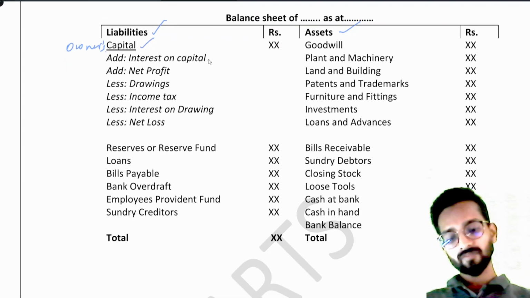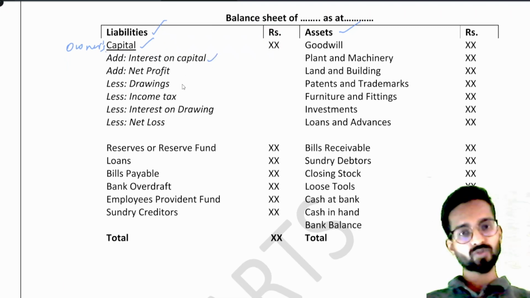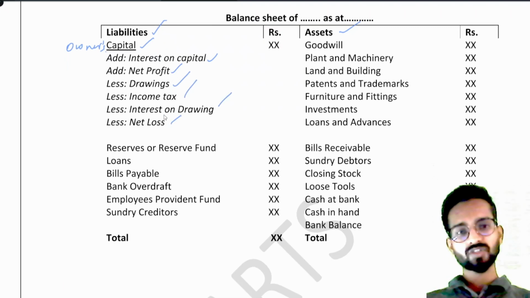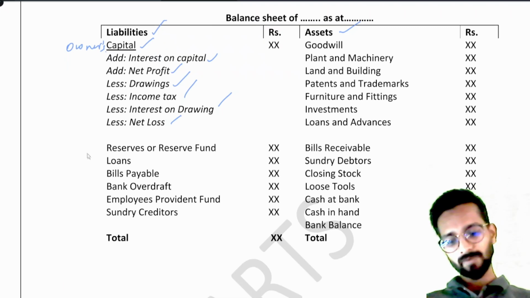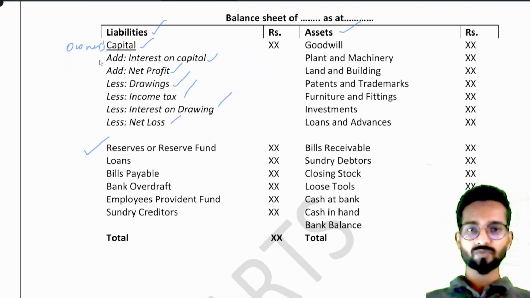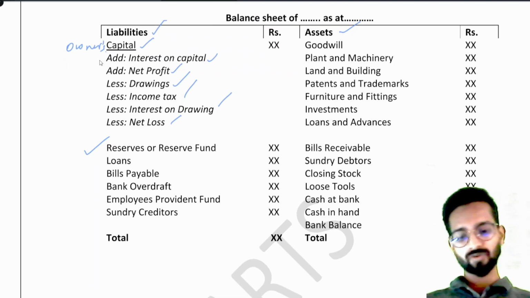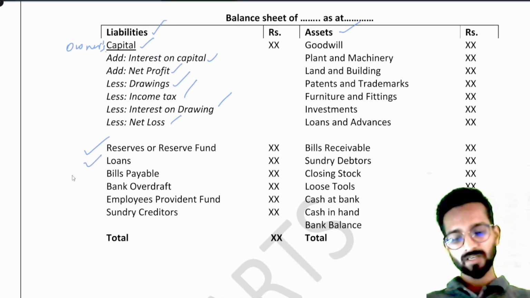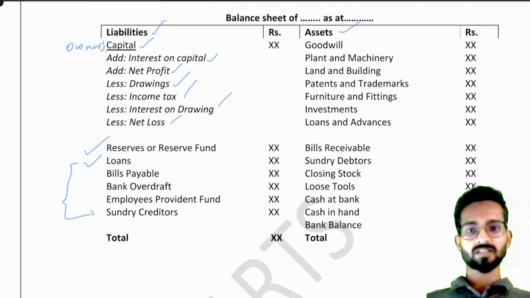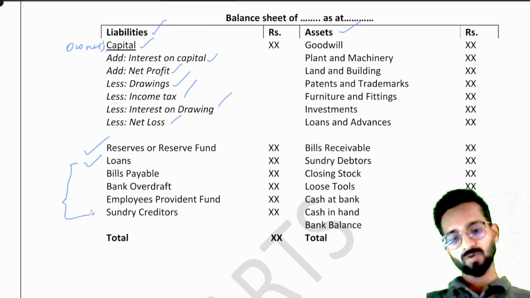In capital, the business entity will give some interest to the owner, interest on capital, profit, and if he has withdrawn some money, income tax, interest on drawings and net loss. These all things we have already discussed in our journal and ledger. I am not discussing again. Then on the liability side, reserves are appearing. Reserve is nothing but owner's capital only, because whatever reserves are there, they are related to the owner only. Then loans is a liability. Bills payable, bank OD, sundry creditors. All this we have already discussed in detail in our fundamentals of accountancy series. Okay, that is our series number 1.